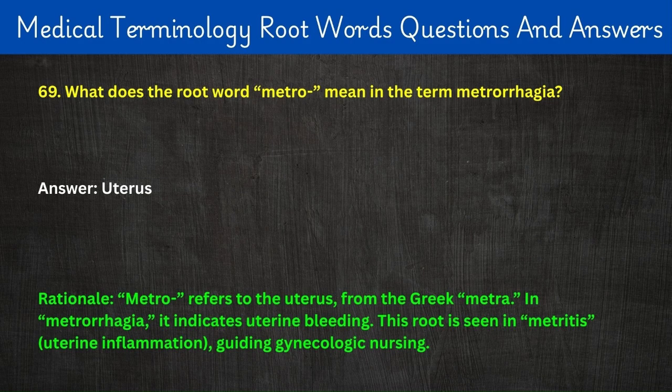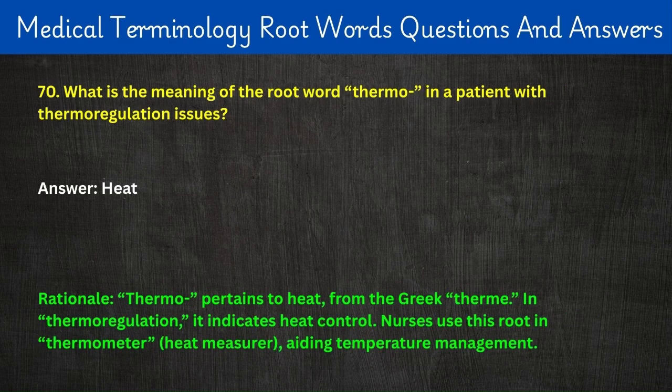Answer: uterus rationale. Metro- refers to the uterus, from the Greek metra. In metrorrhagia, it indicates uterine bleeding. This root is seen in metritis, uterine inflammation, guiding gynecologic nursing. 70. What is the meaning of the root word thermo- in a patient with thermoregulation issues?